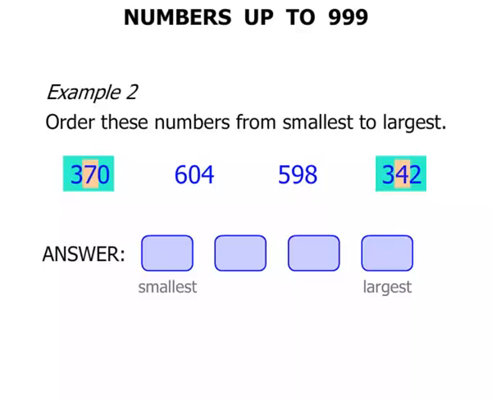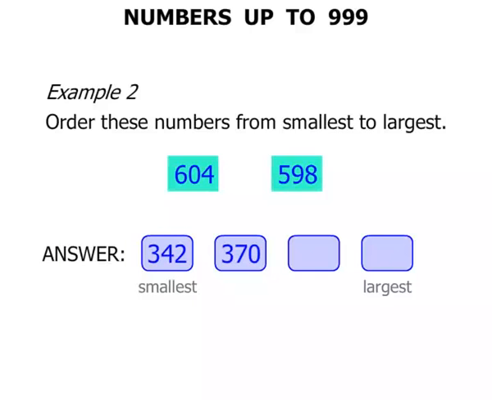Let's look at the next digit. We can see that the 4 is the smaller one. So that 342 is the smallest of all the numbers. So let's write that down as the smallest number. The next smallest is that 370.